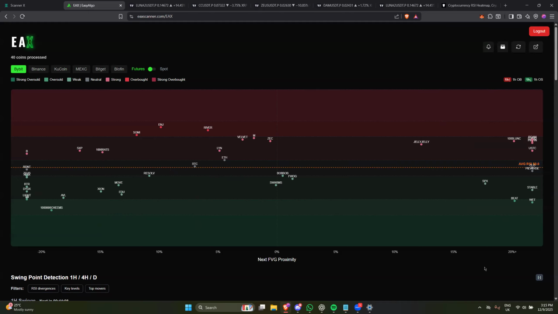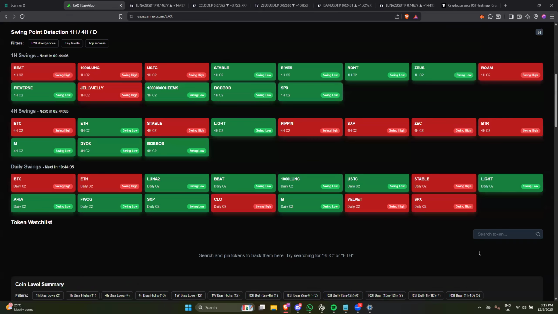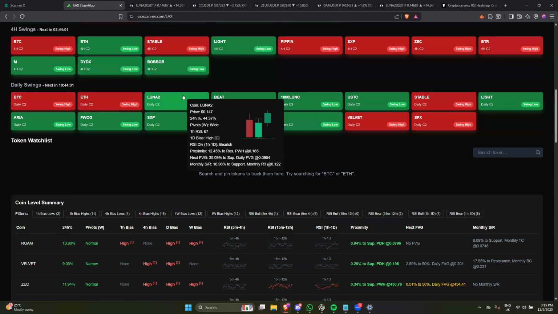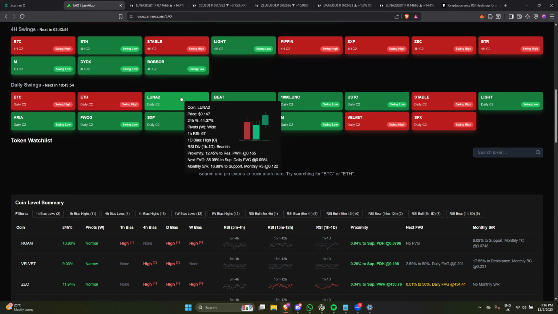Luna 2. Let's have a look at it. So this one's a good one. And why it's good, it's got 44% movement in 24 hours. So a lot of movement means potential for a lot of movement to the opposite side. So that's why we built this top 42 mover tool scanner.